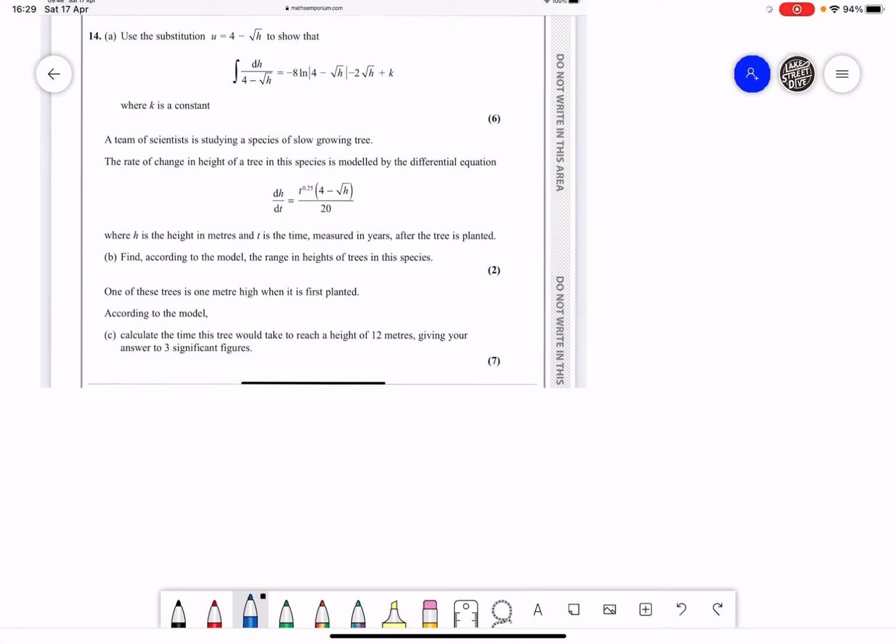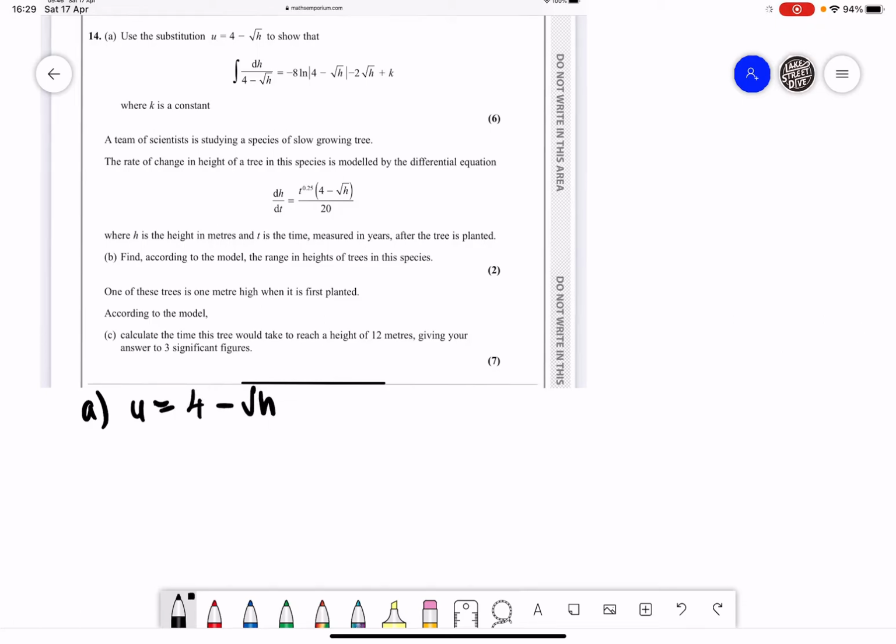Okay, going to try question 14 from the 2019 paper 2. This is quite an interesting one. We've got quite a lot going on here. I'm going to do all three parts, starting with part A. In part A, we're given the substitution that u equals 4 minus the square root of h.